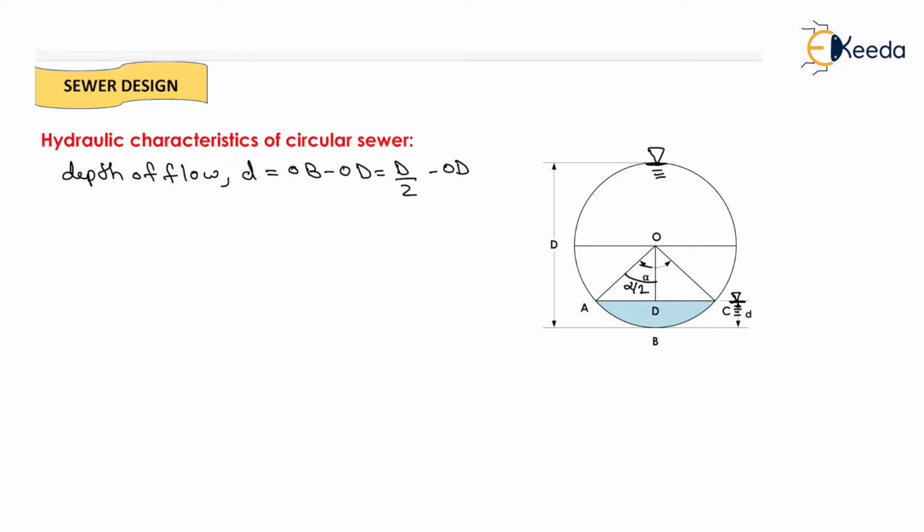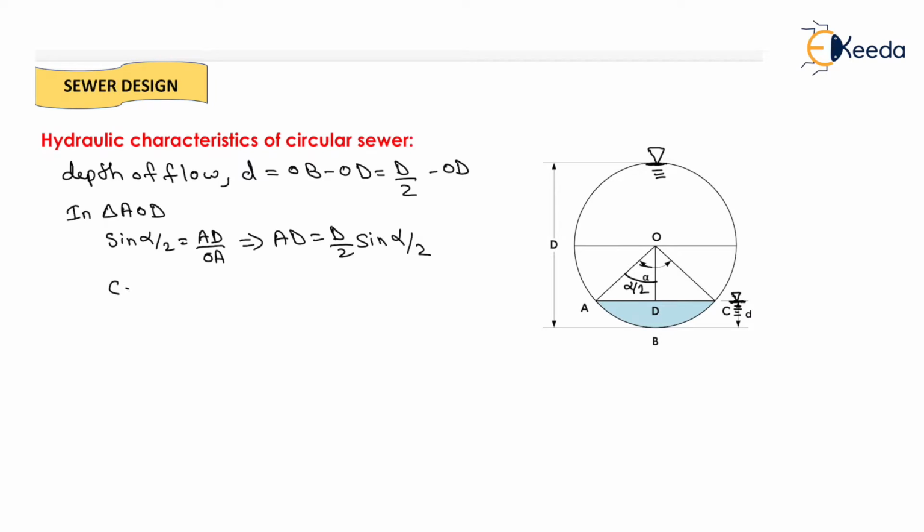Now we need to find the OD value, for which we generally take the triangle AOD, in which we apply sin alpha by 2, which will be equal to perpendicular upon hypotenuse, and its value will be equal to AD upon OA. Now OA will be equal to D by 2, so AD value will come out as D by 2 sin alpha by 2. Okay, now that will be the value of AD.